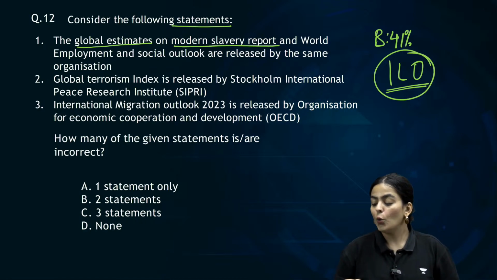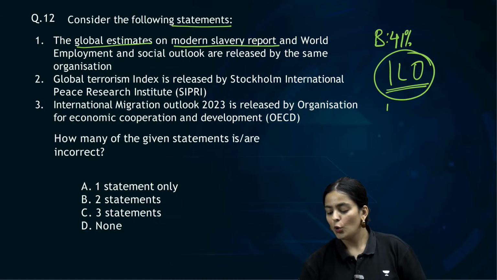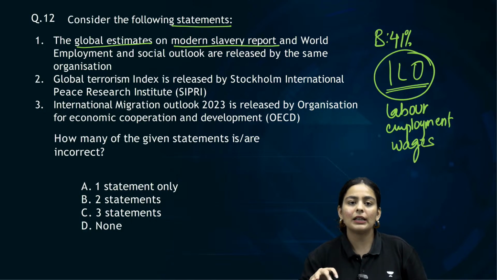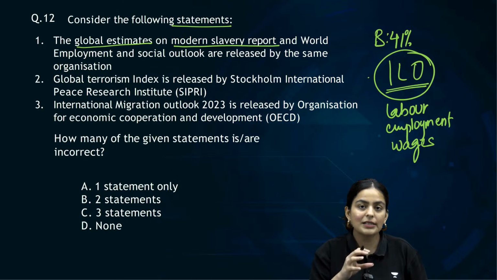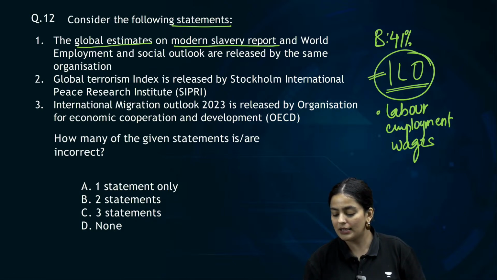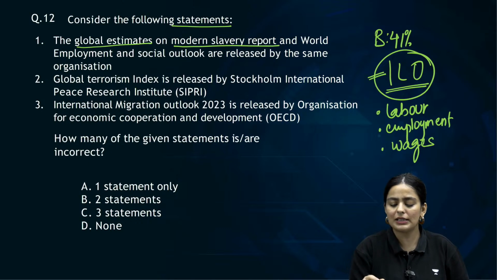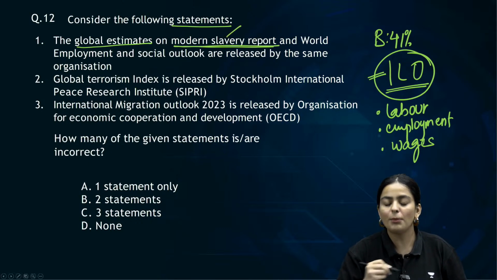Its area of concern will be labor, will be employment, will be wages. Please remember, if there is any report around these areas, it will be an initiative of ILO. This is how you can take an educated guess on the same. So when it talks about modern slavery, what is modern slavery? In a way, a type of employment.